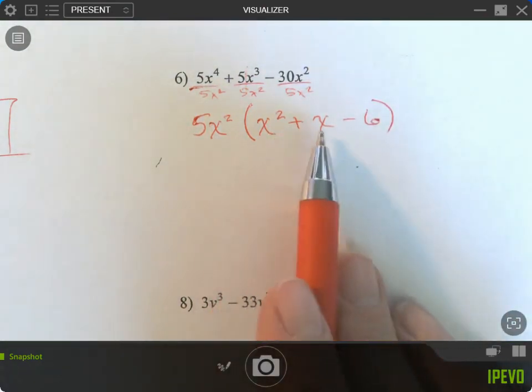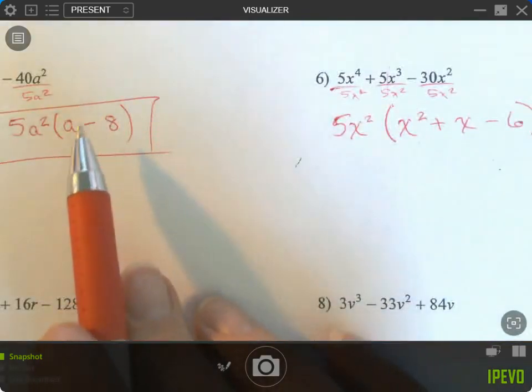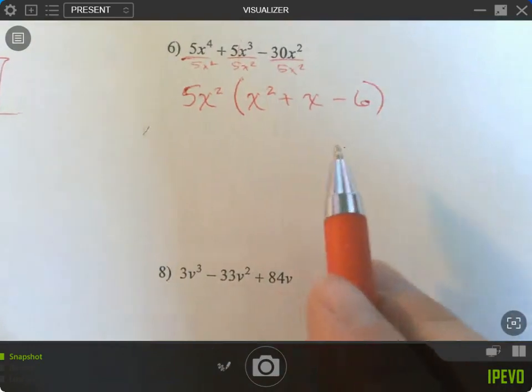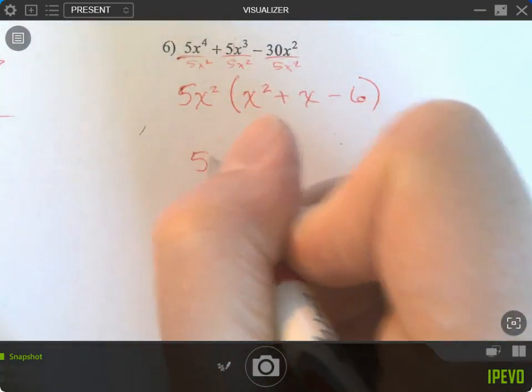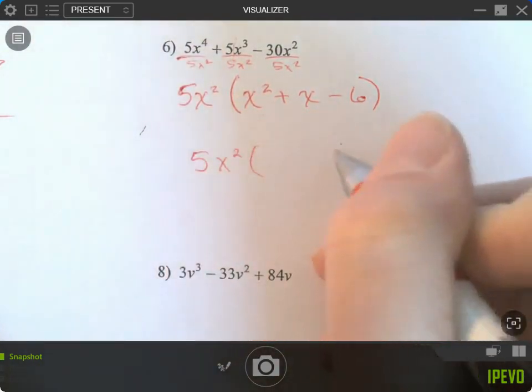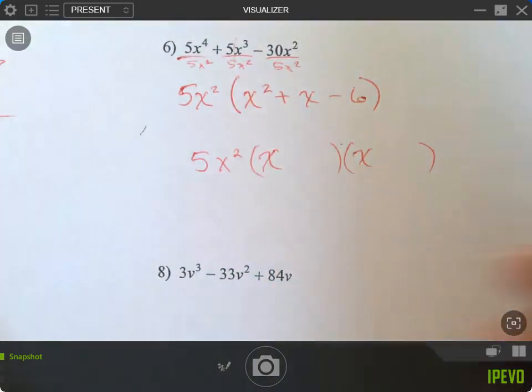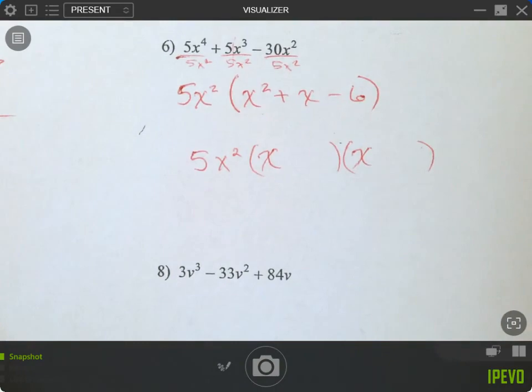Okay, now here's what's different. In this one, I still have a trinomial left, where over here, all I have is a binomial. This doesn't factor further, but this one does. So I'm going to keep that 5x squared, and then how does this break down? X times x is my first term. How do we do this part?